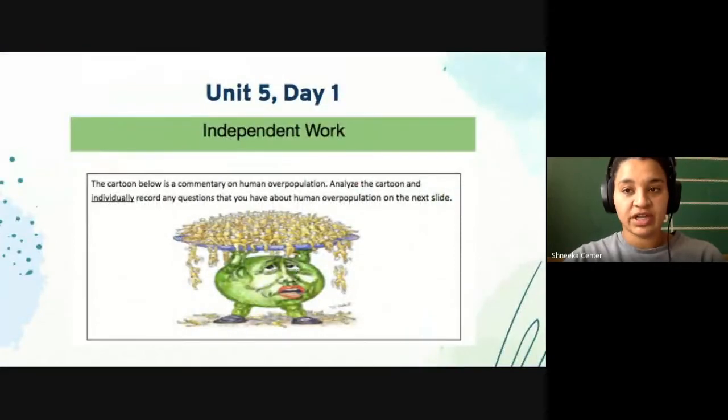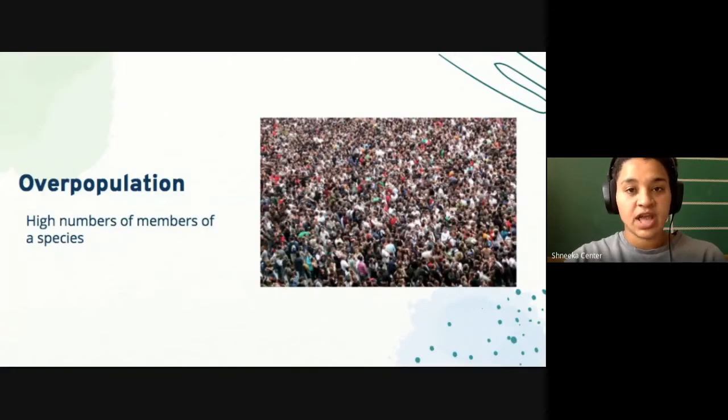Before we get started, let's review some vocabulary words that are going to be really helpful for this unit. So overpopulation is when there are too many of one species in a certain area. Specifically, when we're talking about overpopulation, we're talking about overpopulation of humans. So too many humans in one space. And the space that we're talking about is Earth. So too many people on Earth.